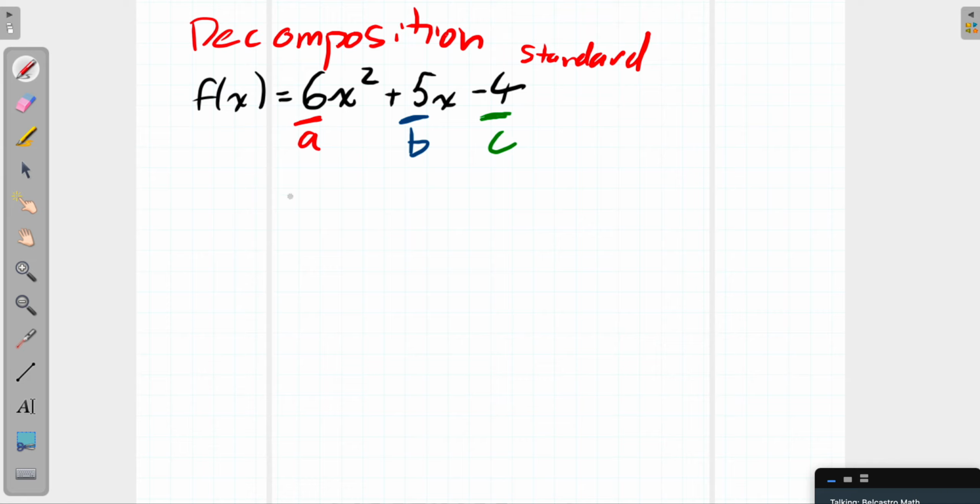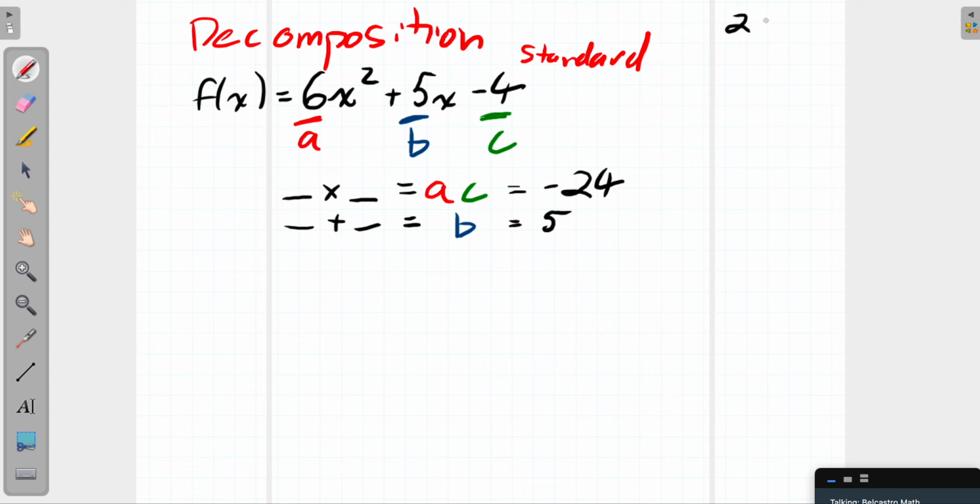And to decompose, what we're looking for is two values that when multiplied together are going to equal A times C, which in this case is -24. And those same two values need to add up to whatever our B value is, and in this case, that's +5. We can run through a list of factors of 24. So we have 24 and 1, 2 and 12, 3 and 8, and 4 and 6.